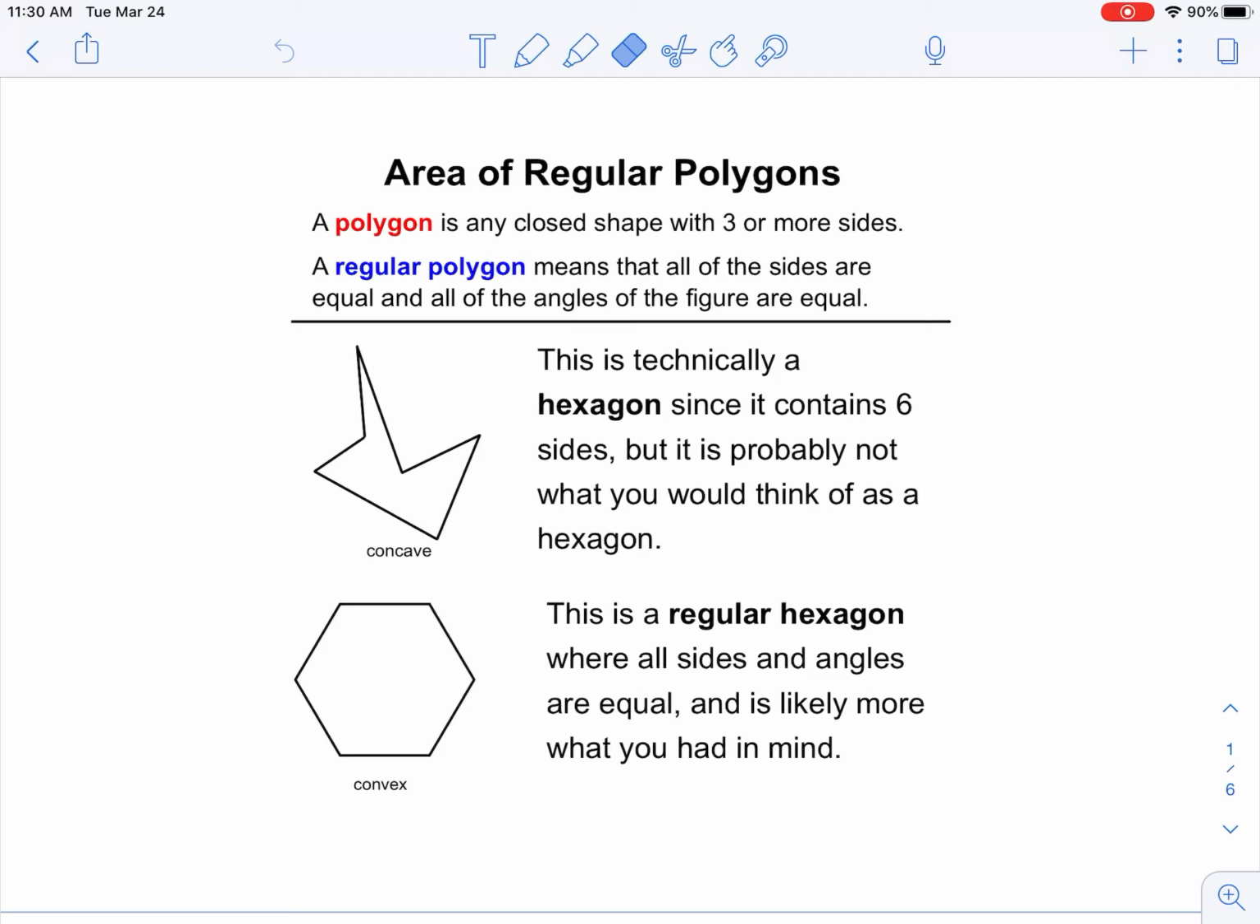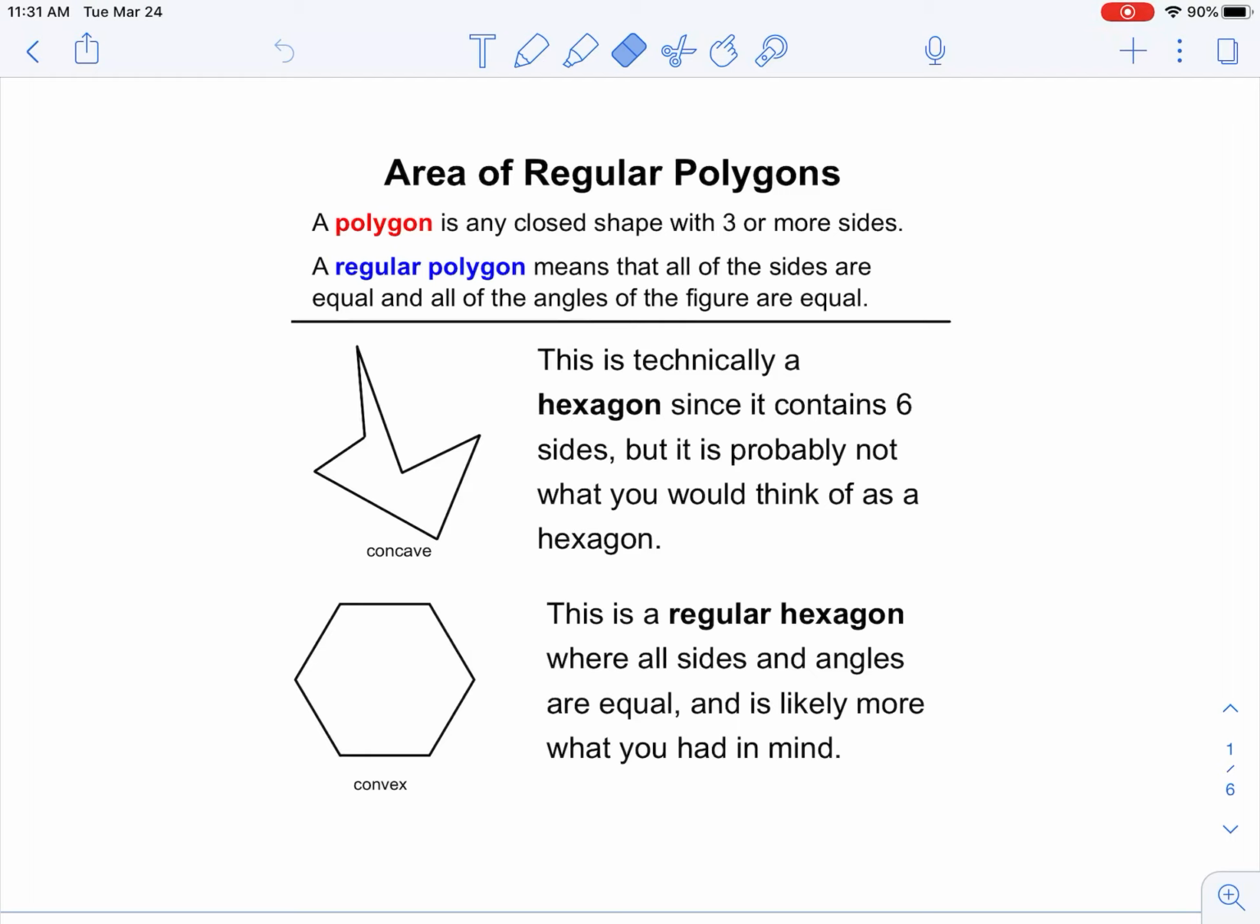So we've seen regular polygons before. We've seen a regular triangle. What's a triangle that has all sides congruent and all angles congruent? An equilateral triangle. So it has a special name. But for a hexagon, there is no special name for a hexagon with all congruent sides and all congruent angles, so we just call it a regular hexagon.